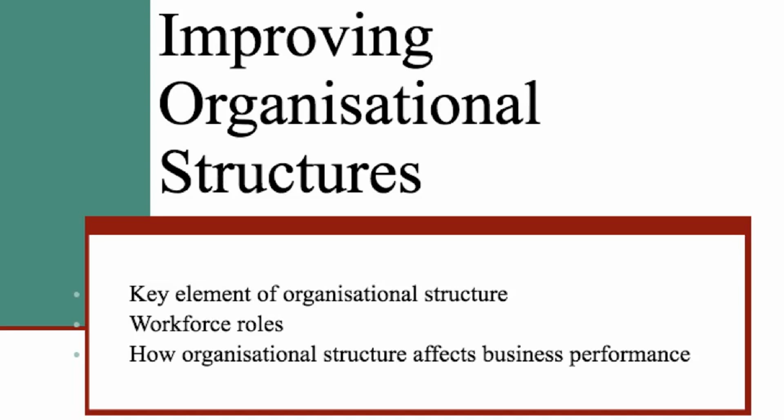This topic is perhaps the broadest people function topic. When we look at organisational structures, it will encompass many different areas, and so we need to look at how the areas interact with each other, and then perhaps the possible extent and implications of any changes. So the three main parts are the key elements of the organisational structure, workforce roles, and how the organisational structure will affect the business performance.